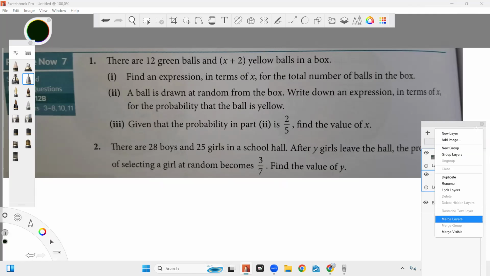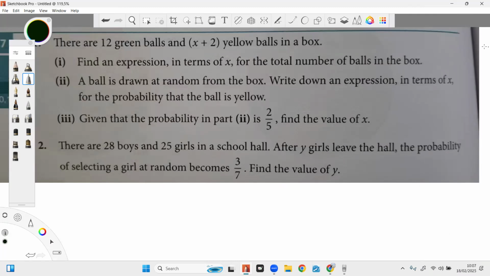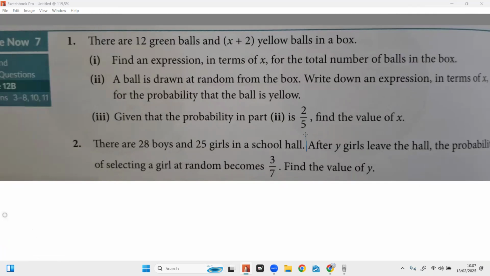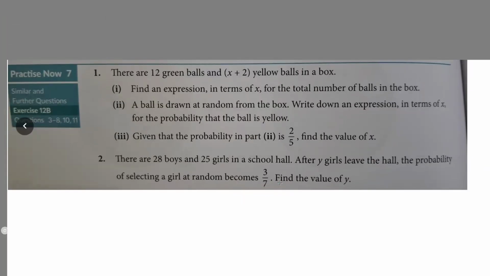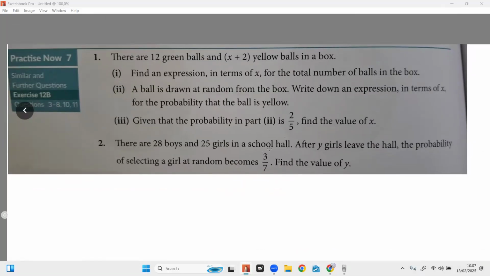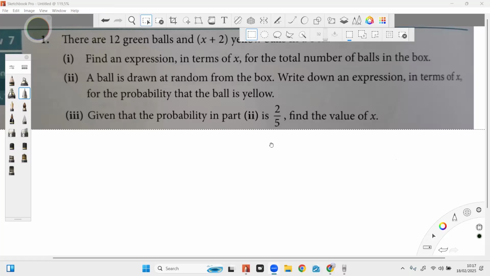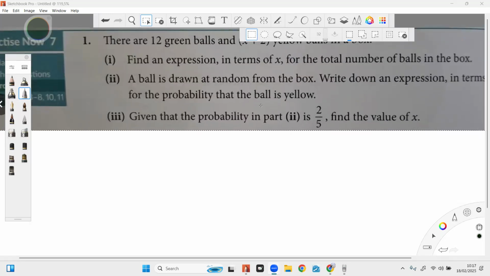We are trying to integrate probability and what is it? Probability and algebra, that's right. You can pause the video and try to do it right now. Okay, we continue with practice now 7. There are 2 questions, but I just show you one.